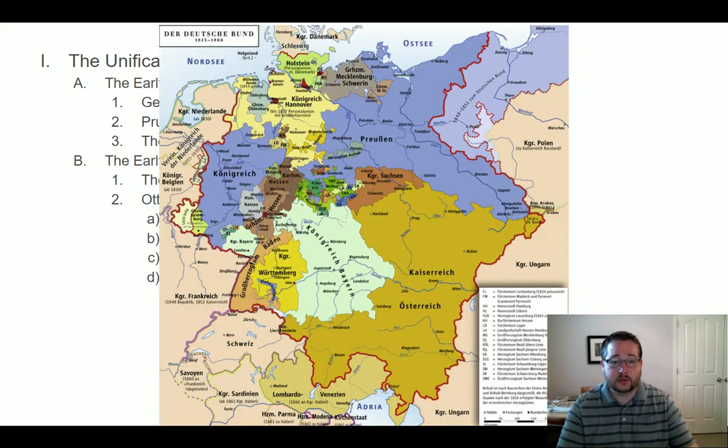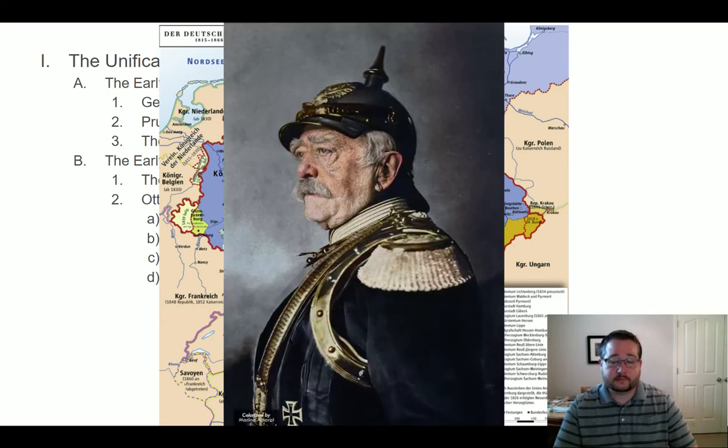Together they're fairly strong, and you see here the 1815 to 1866 map of the German states. I apologize, it's in German. I could not find a good English translated map for you, but you can see here the fragmentary nature that is the German states at this time.